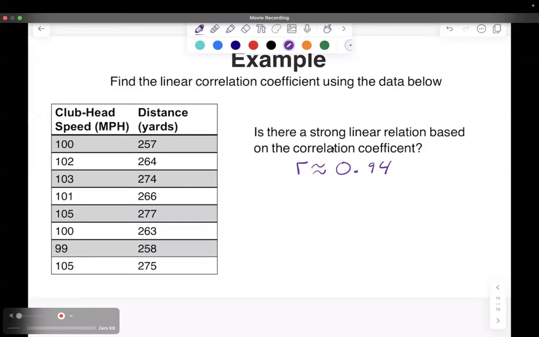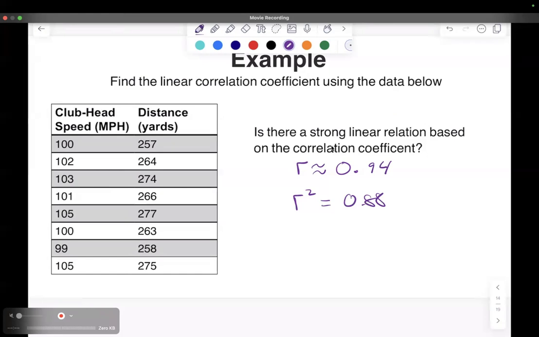So if you look at your R squared, which is 0.88, this is saying that 88% of the variability in my distance in yards can be predicted by the equation that we come up with. So I think an 88% accuracy is pretty darn good.